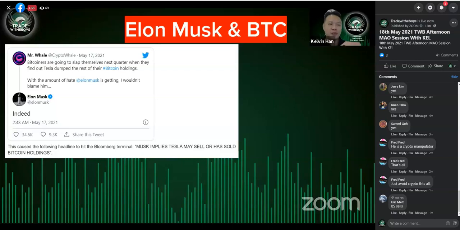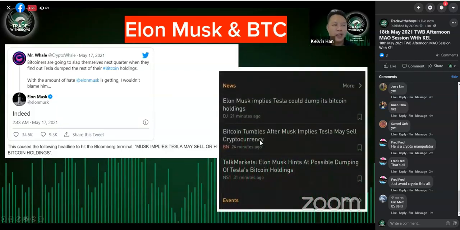You know that thing? So straight away, what happened? Oh my God! Look at the Bloomberg terminal. Wow, you see that? Elon Musk implies Tesla could dump its Bitcoin. Bitcoin tumbles after Musk implies Tesla may sell. Elon Musk hints at a possible dumping of this. You see the way it's being constructed, the way that the media play this. Oh my God. So what happened? Undeniable. This is what happened to Bitcoin. Literally crashed down to 42,000. This is how the power of media works in the real world.